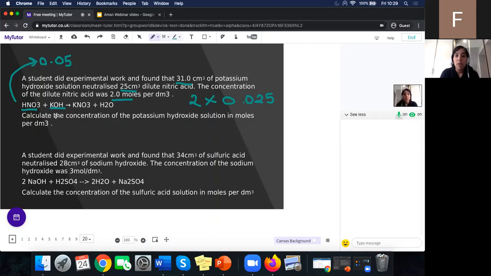So if we want to calculate the concentration of potassium hydroxide, we know the equation is concentration equals number of moles, which we've said is 0.05, divided by the volume, which is 31. Again, we need to convert it to decimeters cubed, so it will be 0.031, so 31 divided by 1,000. And if you put that in, you should get an answer of 1.61 to 3 significant figures. So it's 1.61 moles per decimeter cubed. Great, excellent to the people that answered those questions.